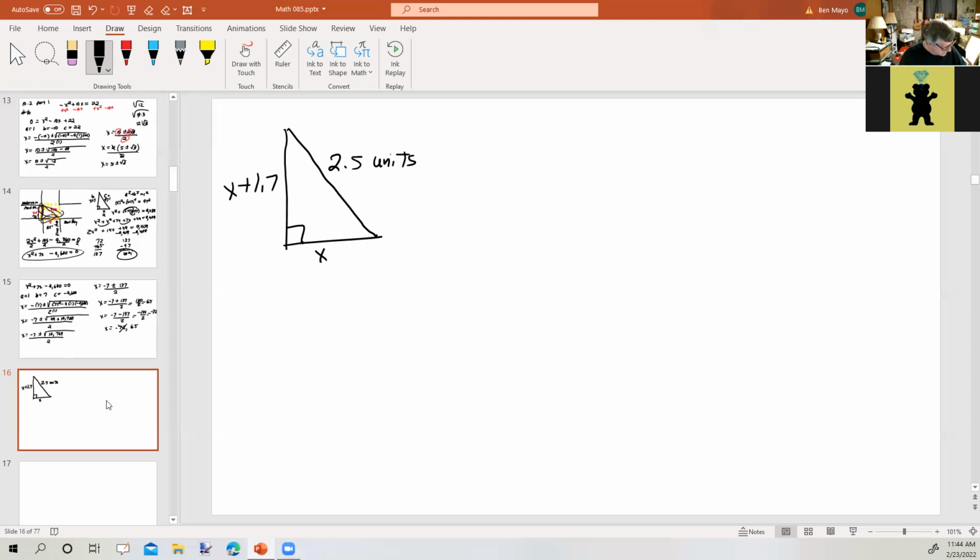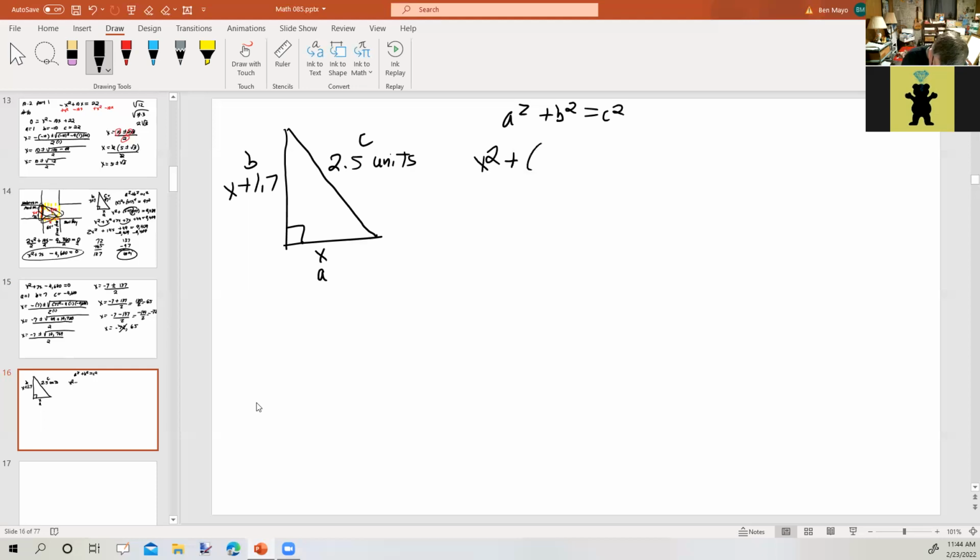Okay, find the lengths of the legs of the triangle. So this is basically just like the last problem. We're going to approach it the same way. Let's see, we'll call this A and this B. Again, the hypotenuse has to be C. So A squared plus B squared equals C squared.